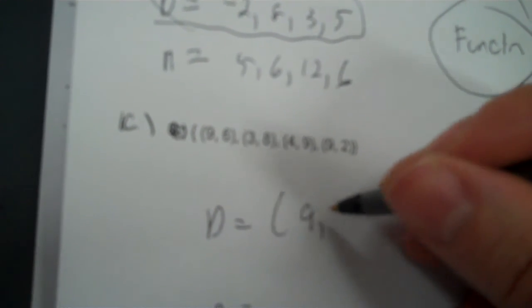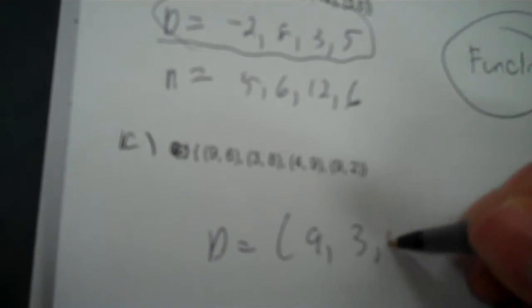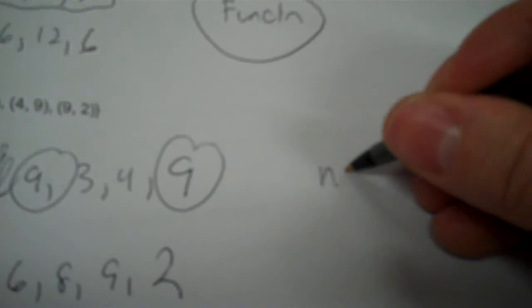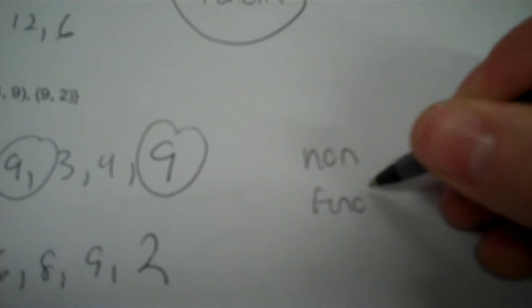9. Then 3, 4, 9, and the range 6, 8, 9, 2. Now it's all about the domain. No, there are repeats in the domain, so that's a non-function, not a function.